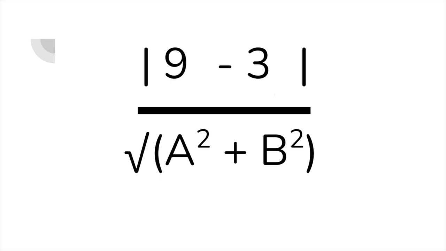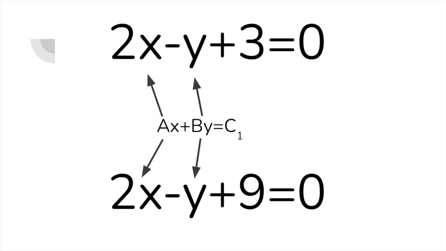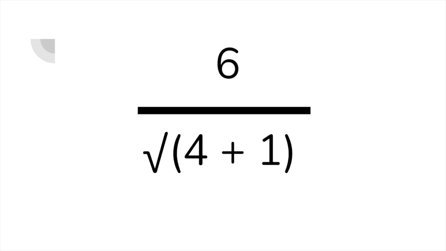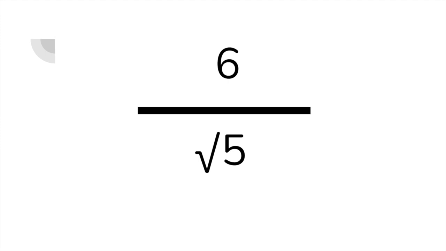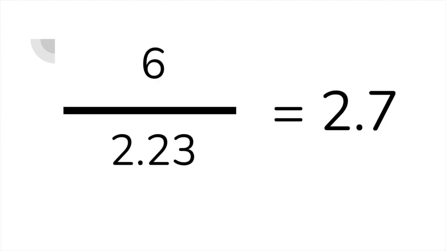9 minus 3 is equal to 6, and the absolute value of 6 is still 6. Then we have to take a squared and b squared and add them together, which would be 1 plus 4, which would be 5. The square root of 5 is around 2.23. Knowing that, we simply just have to do 6 divided by 2.23, and we get our answer to be around 2.7, which is the distance between these two parallel lines. Now that we know the basics, let's try to apply this for an AMC 10 problem.